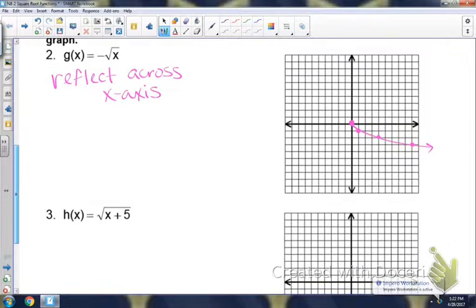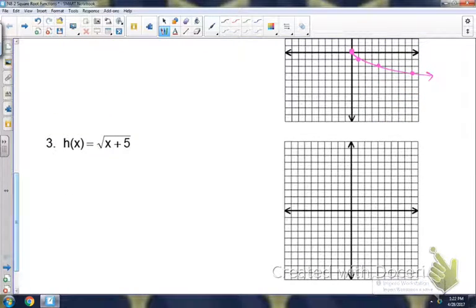Alright, let's take a look at 3. We have h of x equals square root of x plus 5. A square root is the same as having parentheses there whenever we're shifting. Okay, so if the number is under your square root, that is a horizontal shift. If it's x plus 5, that is doing the opposite, remember we talked about, so that's a shift to the left 5.